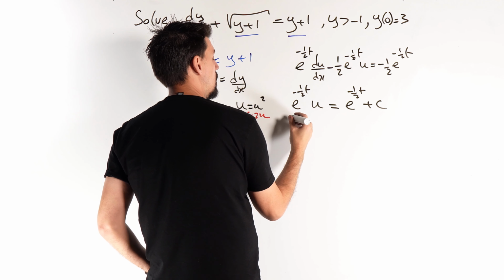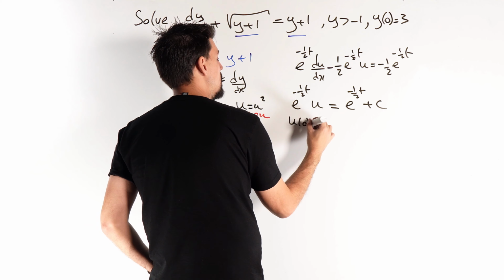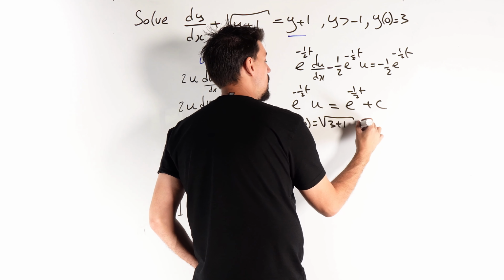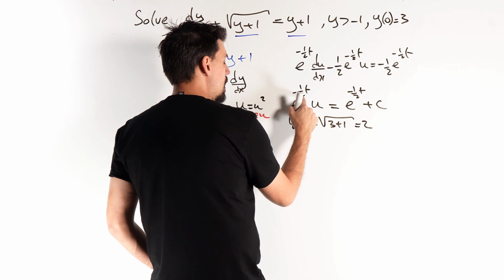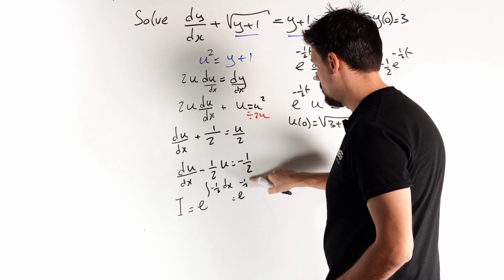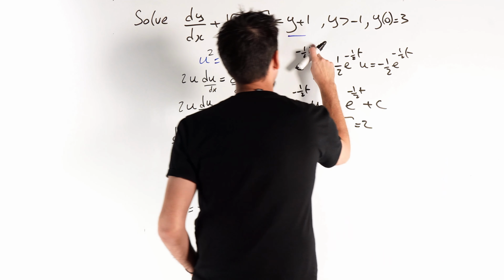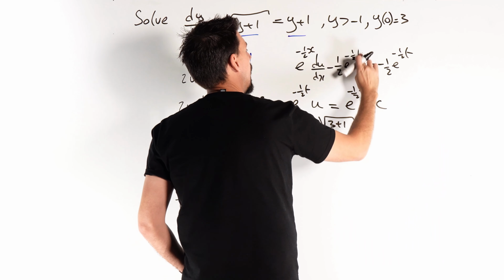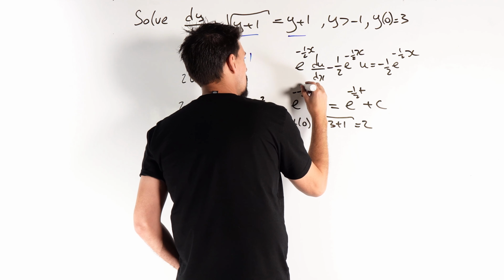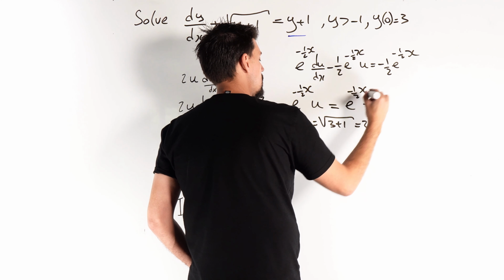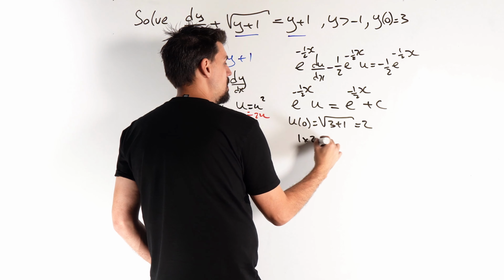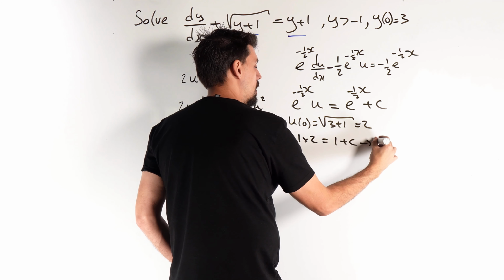Now, u of 0 is square root of y of 0 plus 1, which is 2. So let's plug that in. Why am I doing this with t's? Where did the t's come from? Someone's been doing too much parametric. This is your brain on parametric equations. Right, let's try that again. Plug in x is 0, I get 1 times 2 is 1 plus c. c is 1.